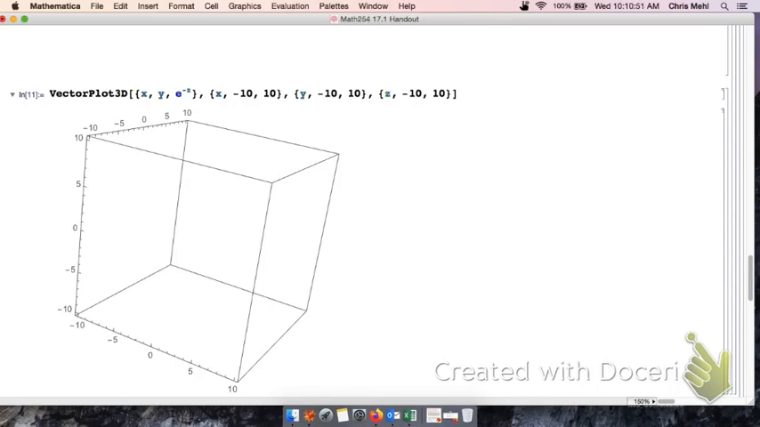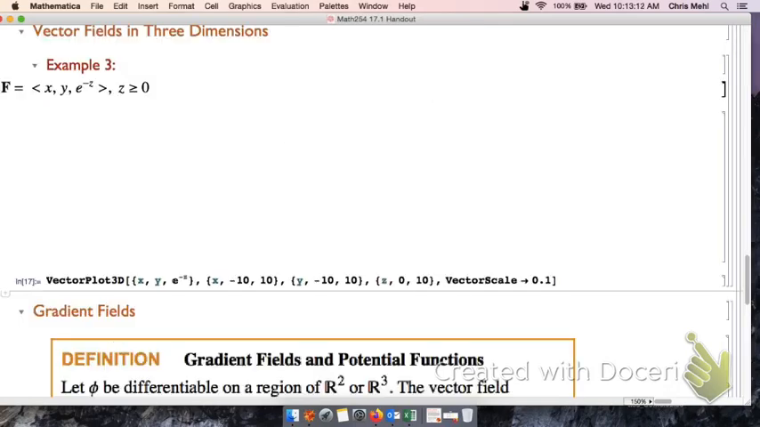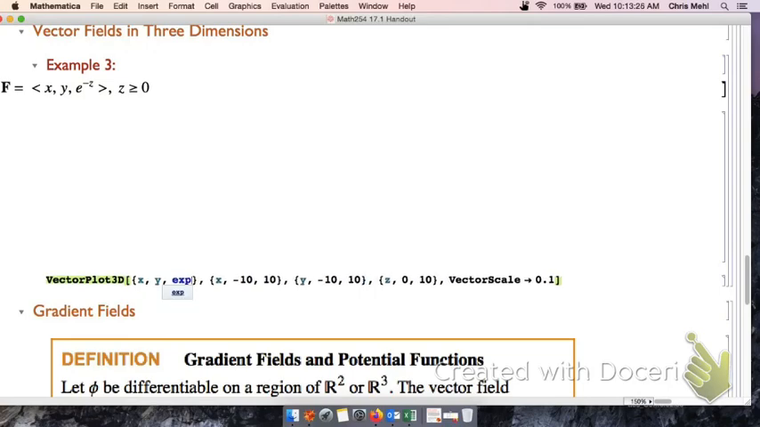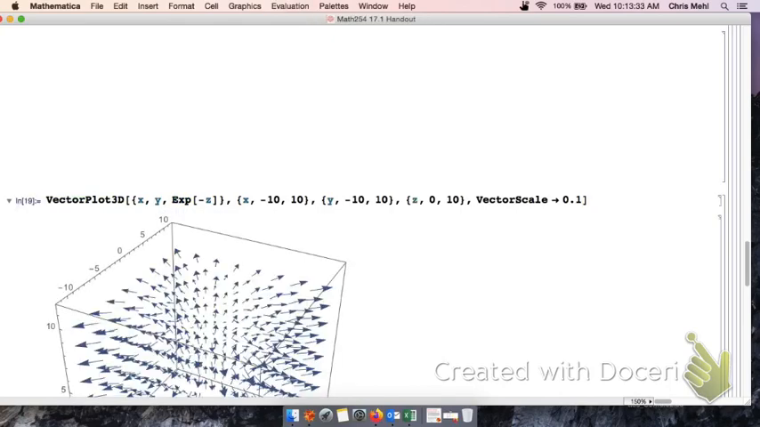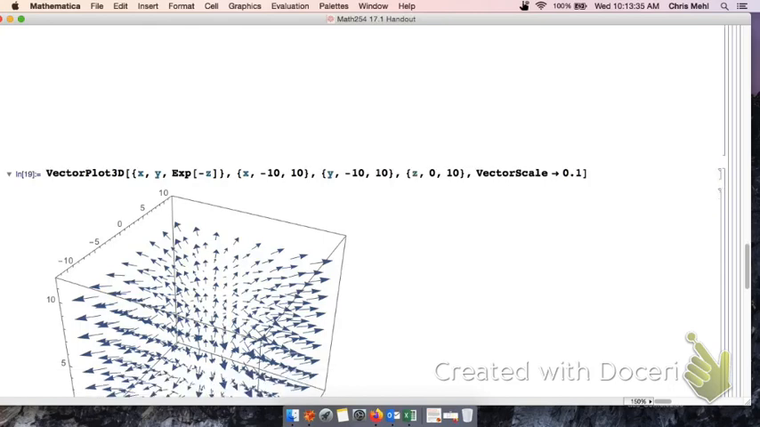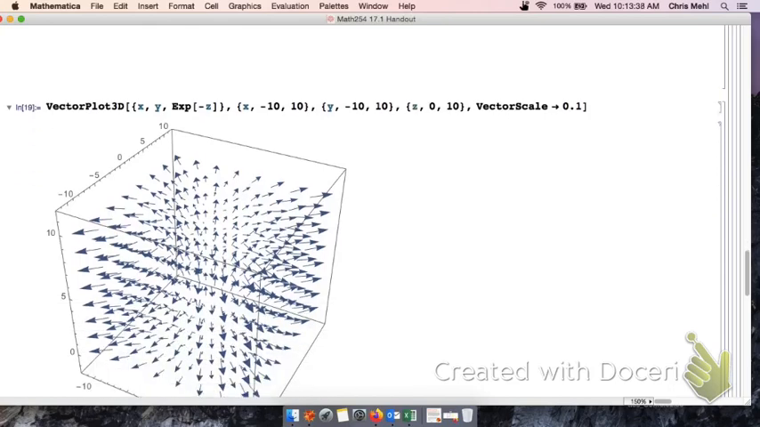And what did I do wrong here? Give me a second to figure this out. Okay, so it turns out that I had to use the math palette and use the special symbol for E. I think you could also use EXP too. I think I could do EXP of negative Z. There we go.